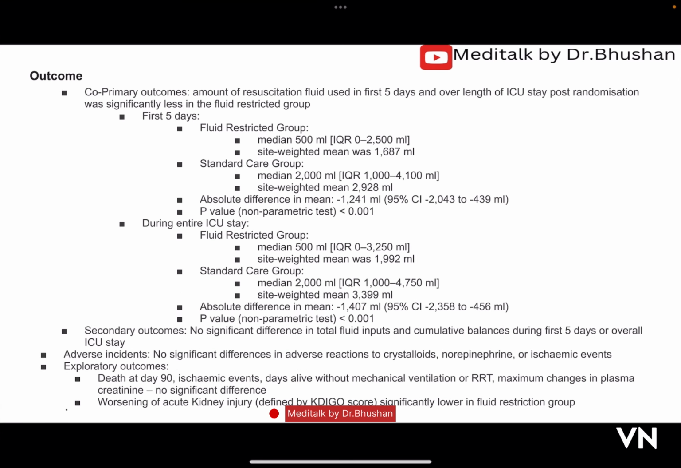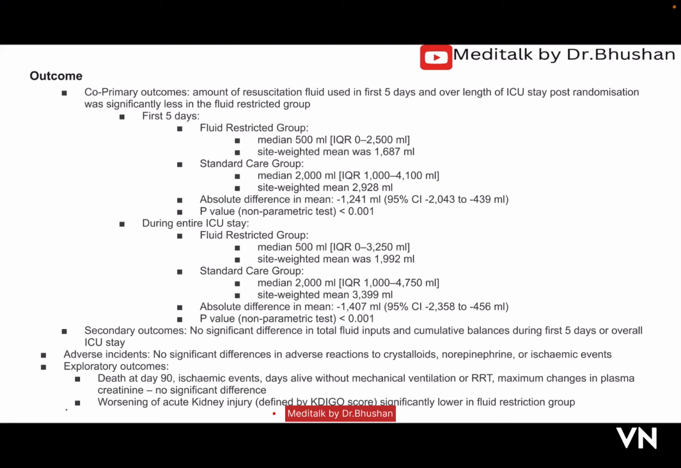Outcome: co-primary outcome: amount of resuscitation fluid used in the first 5 days and over the length of ICU stay post randomization was significantly less in the fluid restricted group.